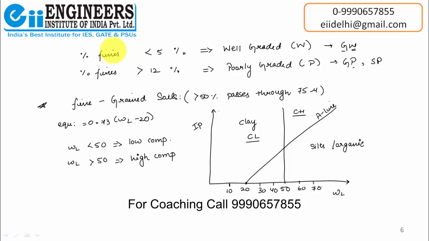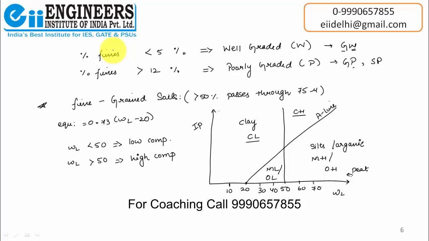Now this is silt of low compressibility, and this is silt of high compressibility, or we can also write organic soils of low compressibility or organic soils of high compressibility. Well, highly organic soil, fibrous in nature, has very high compressibility, and generally peat comes under this section only.